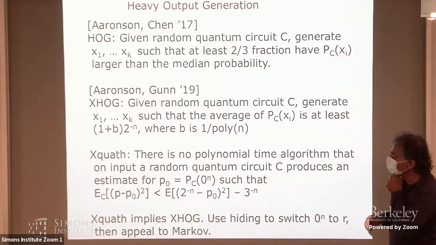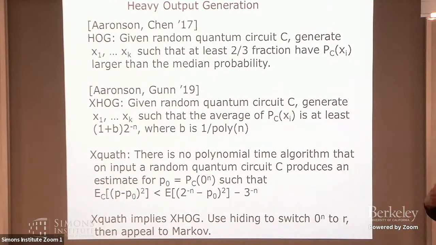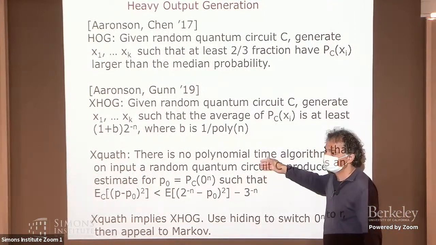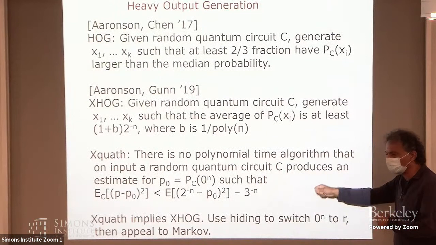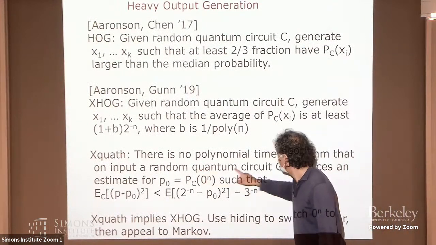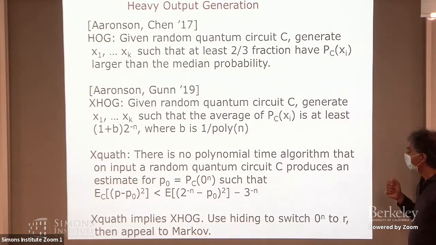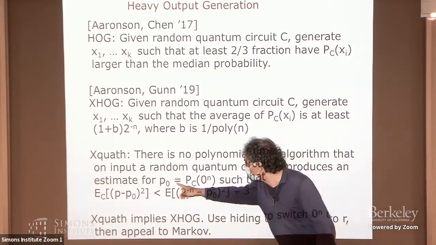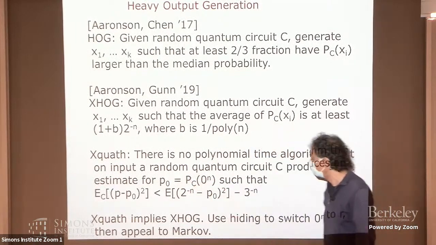And then you can come up with a conjecture, which you could think of as some sort of exponential time hypothesis for quantum circuits. It's sort of going out on a limb and assuming a lot, I think. Well, there's no polynomial time algorithm that, on input a random quantum circuit C, now you want to understand with what probability does this random circuit output the all zero string. So it produces an estimate for P0, which is the probability that this circuit outputs zero to the n.